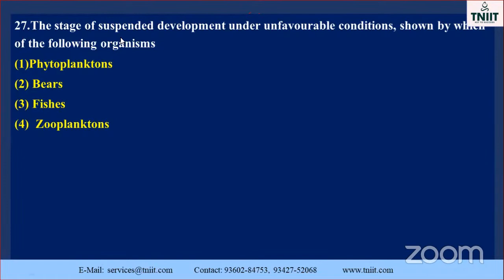Next one is the stage of suspended development under unfavorable conditions. So by when the following organisms. Okay. Suspended development under unfavorable conditions. Imagine unfavorable conditions, the phytoplankton will not come. Which one is the phytoplankton? In opposite, the zooplankton is the correct one.